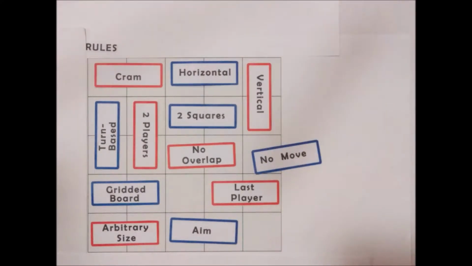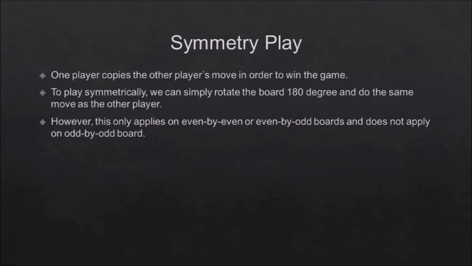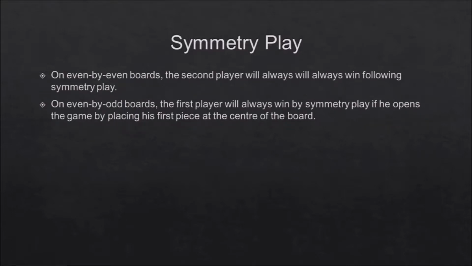One of the better known winning strategies for Cram is known as symmetric play. In this strategy, one player copies the other player's moves in order to win the game. This strategy applies on even by even boards, as well as even by odd boards. On even by even boards, the second player will always win by symmetric play, as there is always a symmetric move for any move that the first player plays.